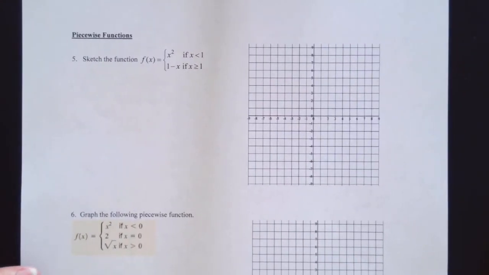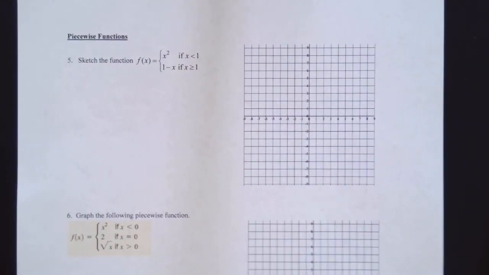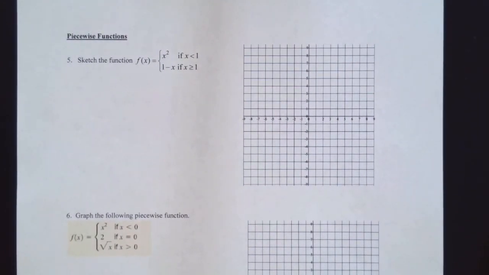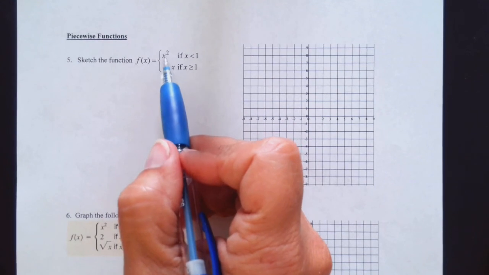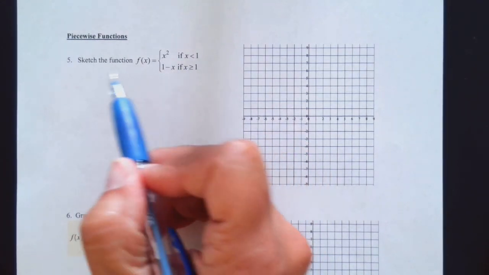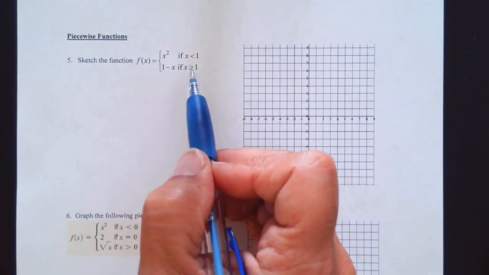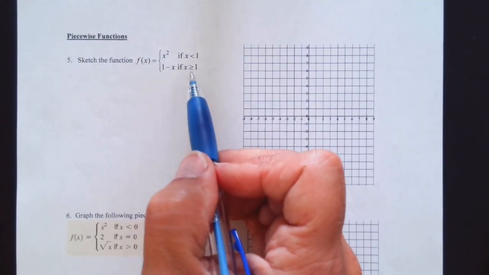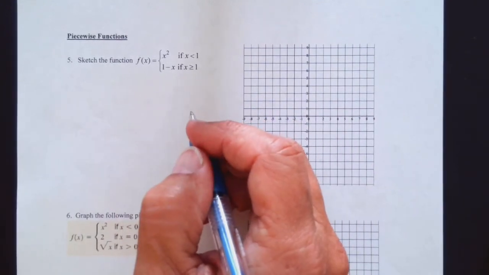So now we have a glimpse of all those functions on the other page. So now we're going to graph what we call piecewise functions, which is to take pieces of the function and graph them. So if you look at number 5, we're going to take x squared, which is a parabola, and we're only going to use it when our x values are less than 1. And then we're going to also take 1 minus x, which is a line, and we're going to graph that when x is greater than or equal to 1.